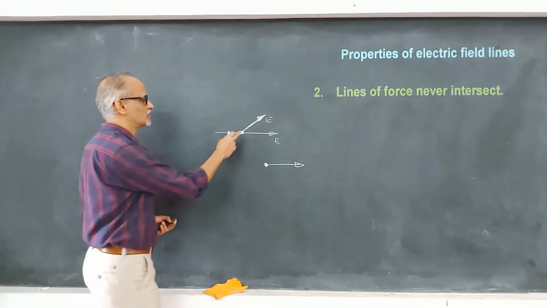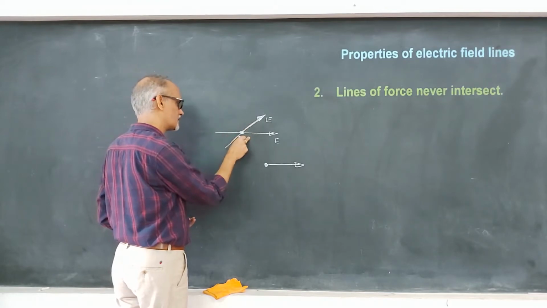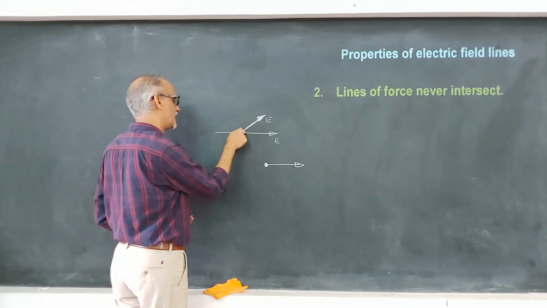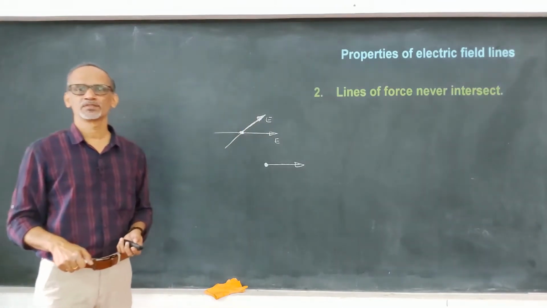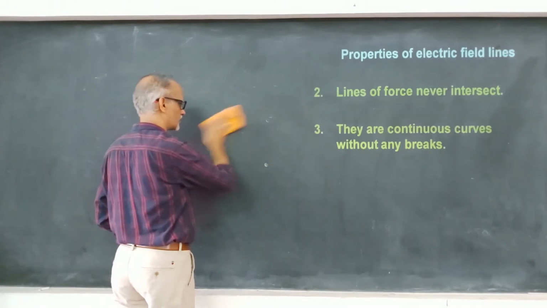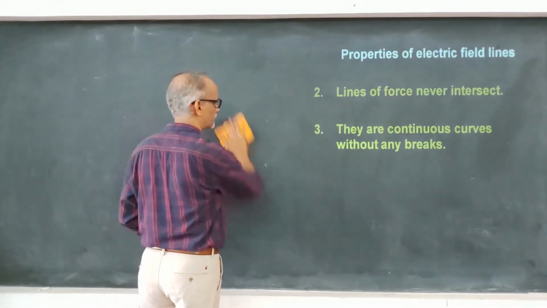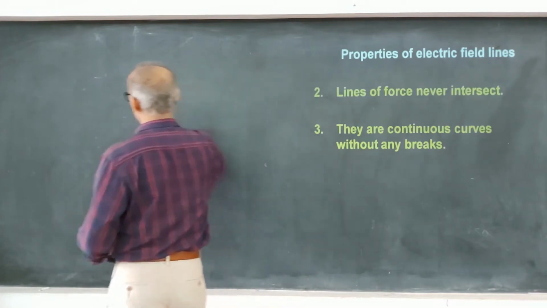So that's why two lines of force, they never intersect each other, because if they intersect each other, it indicates that at the point of intersection, we get two different directions of the electric field, which is not possible. That's why two lines of force, they never intersect each other. The property number 3, they are continuous curves without any break.